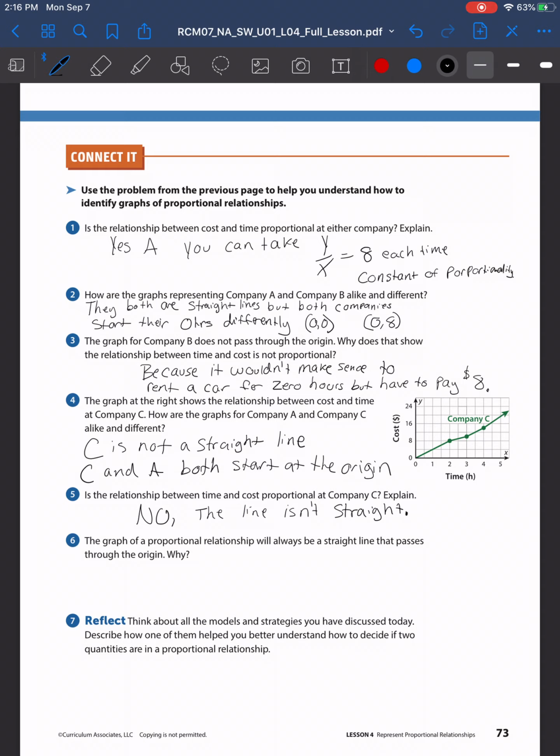If it's not a straight line and it doesn't go through the origin, then not all of the points of the line are going to be equivalent ratios, right? So for it to be a proportional relationship, it has to go through the origin and it has to be a straight line.